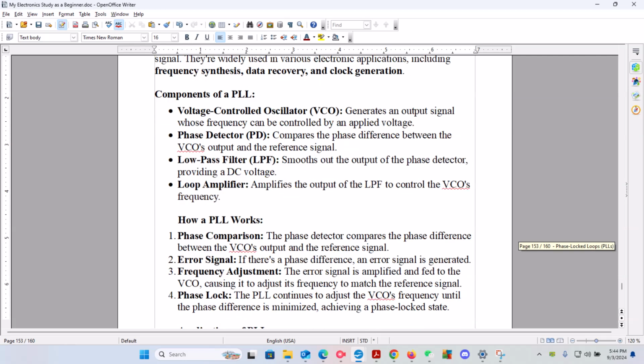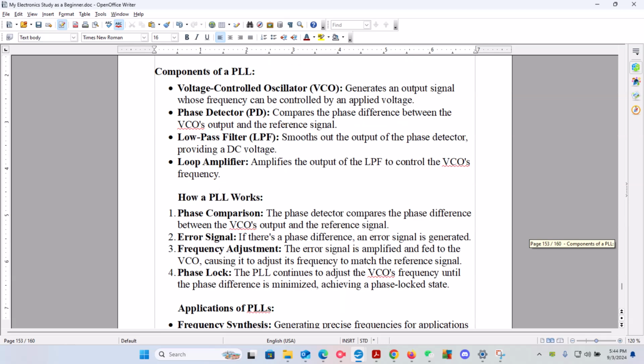Now let's talk about some components of a PLL. For the PLL, you have the voltage-controlled oscillator, which is the main part, that's the VCO. It generates an output signal whose frequency can be controlled by an applied voltage.